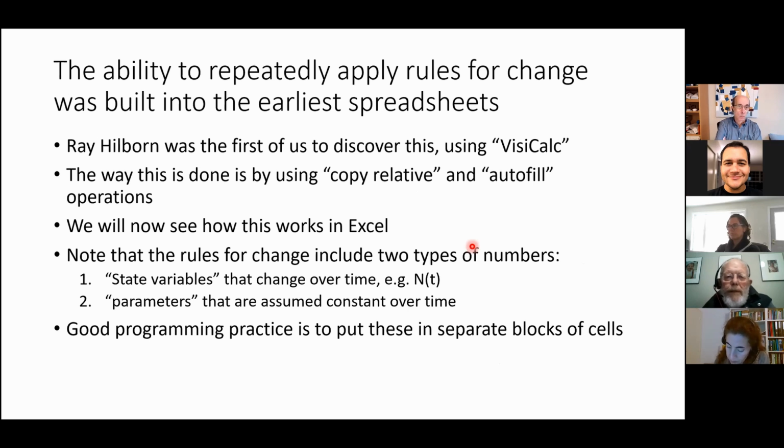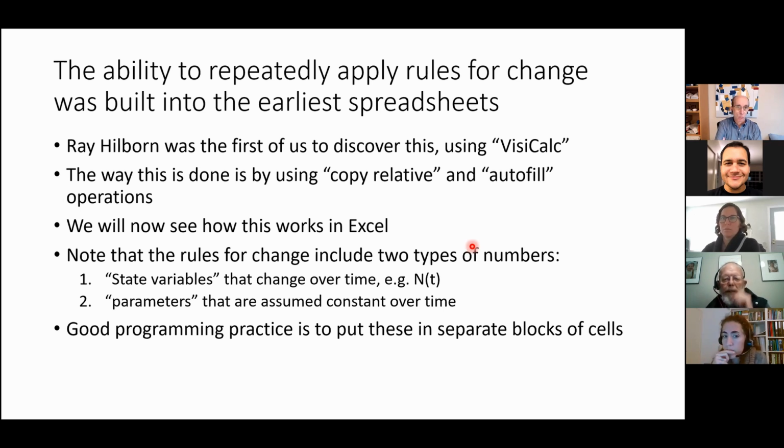Now I'm going to go over the spreadsheet thing, and I'll just point out here that this idea of applying rules for change in order to make predictions was built into the earliest spreadsheets back in around 1980 when notebook computers or personal computers first appeared. And people like Microsoft realized that they should set those spreadsheets up in a way that allowed easy modeling over time.